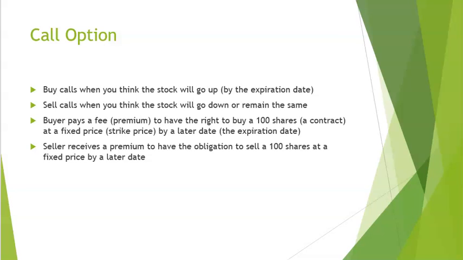To put it simply, you buy a call option when you think the stock price will go up by the expiration date. You sell a call when you think the stock price will remain the same or go down.